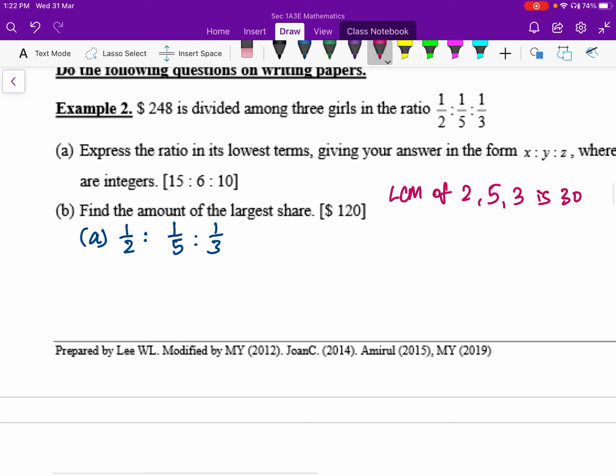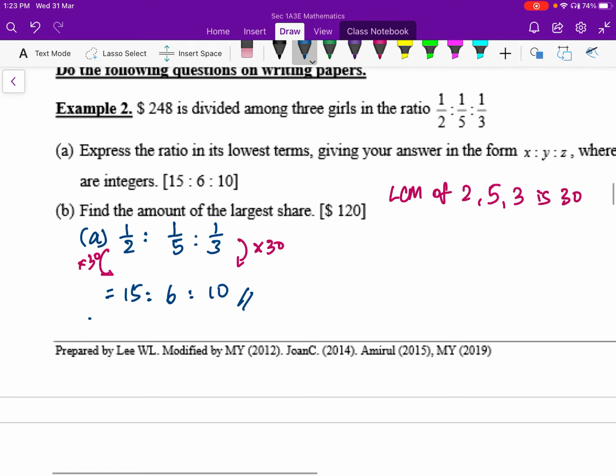So I am going to multiply by 30 for every single one of them to give me 15 to 6 to 10. And this is my equivalent ratio. Okay? So for your fractions, you just need to multiply by the LCM of the denominator. Then you will be able to get the final ratio in the simplest form.